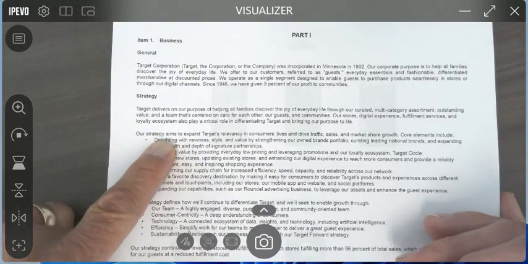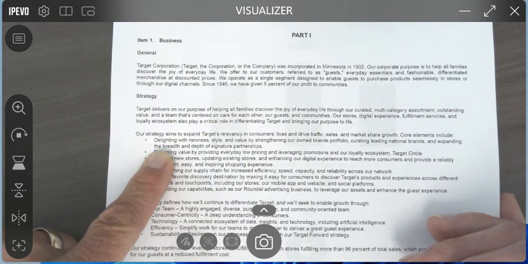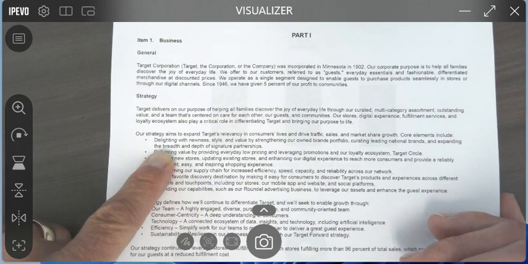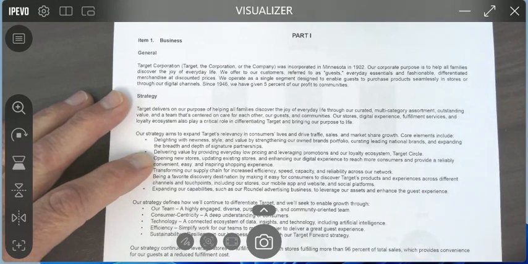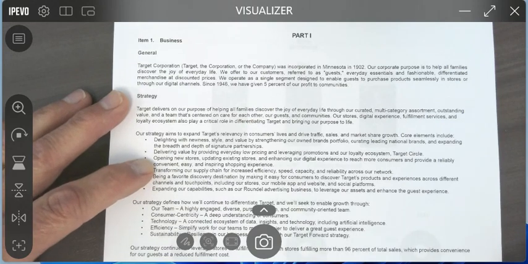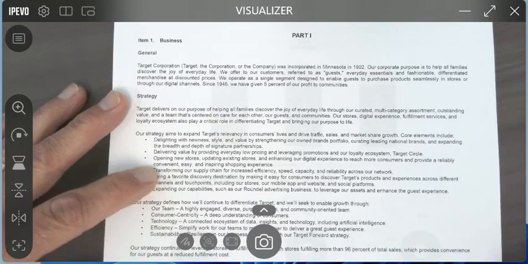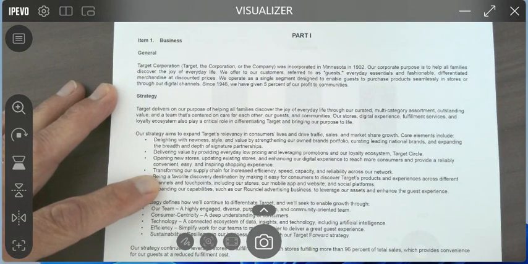Our strategy aims to expand Target's relevancy in consumers' lives and drive traffic, sales, and market growth. Core elements include delighting with newness, style, and value by strengthening our brand portfolio, curating leading national brands, and expanding the breadth and depth of signature partnerships; delivering value by providing everyday low pricing and leveraging promotions and our loyalty ecosystem Target Circle; opening new stores, updating existing stores, and enhancing our digital experience to reach more consumers and provide a reliably convenient, easy, and inspiring shopping experience.